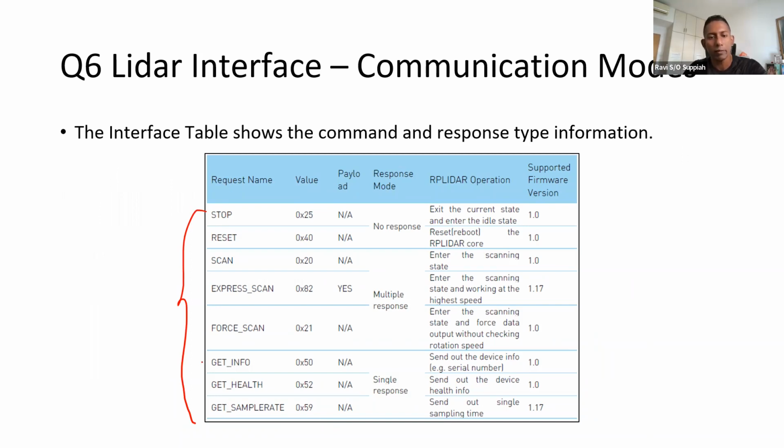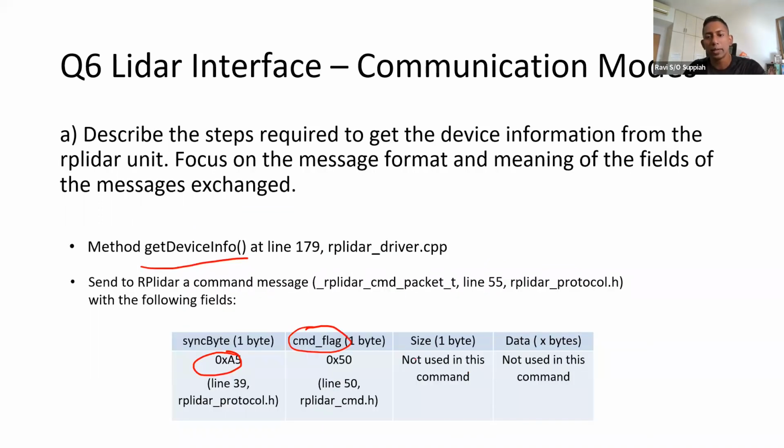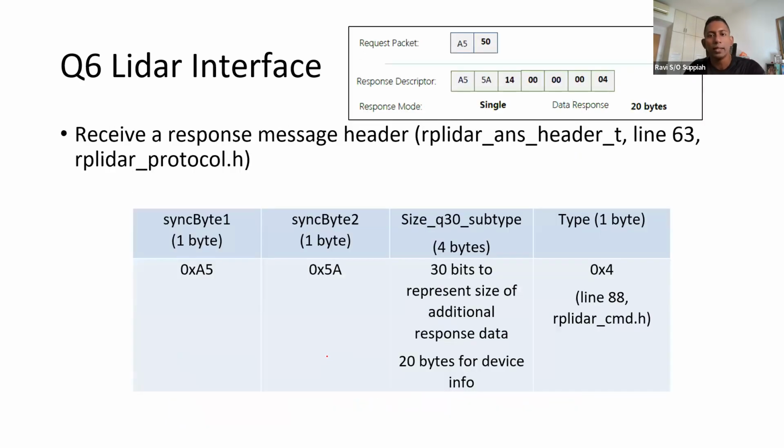So if I want to get info, I need to send 0x50. And what do I expect as a reply? I expect it to give me the serial number or device info. So you can see that I just need to send the A5 and 0x50. And after that, what will happen? The device will respond to me.